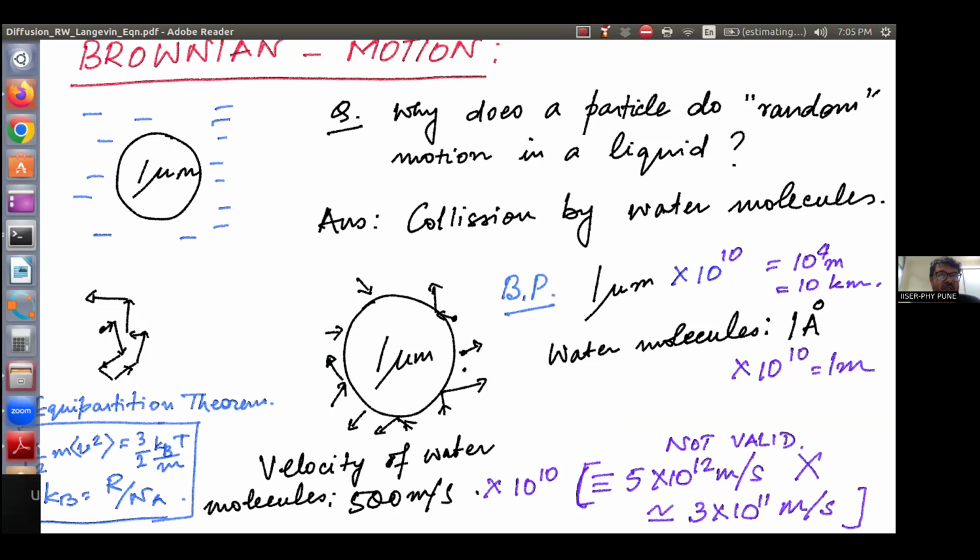He wondered that if there is a viscous drag of the fluid, a particle stops. But how come these particles are continuously moving? They were moving essentially in all possible directions, random directions. It was not a directed motion, it was not moving in a straight line, it was moving in all possible directions.